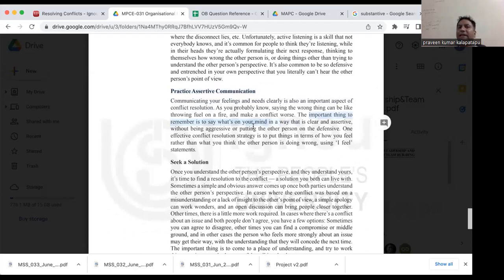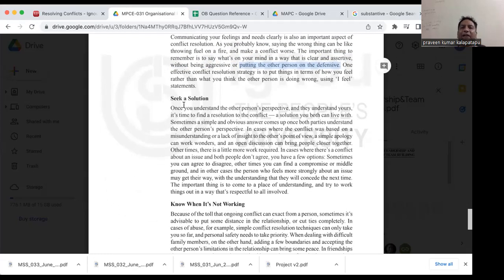The important thing to remember is to say what's in your mind in a way that is clear and assertive, without being aggressive or putting the other person on the defense. You should not make the other person defensive. Seek solution.